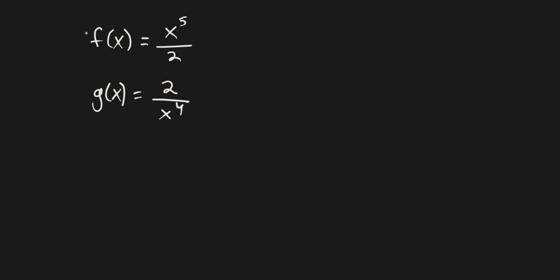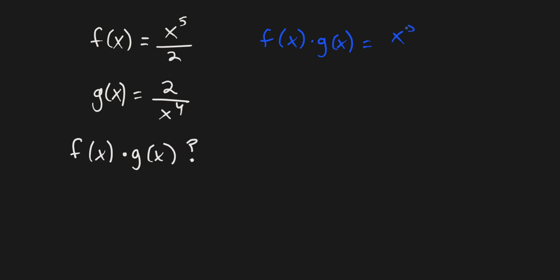So let's say that I wanted to find f of x times g of x. How would I do this? Well, f of x is just, let me set this up. f of x times g of x is going to be equal to x to the fifth power over 2 times 2 over x to the fourth power. Whenever we deal with multiplication like this, we like to take the numerators and multiply them together, and then the denominators and multiply them together.